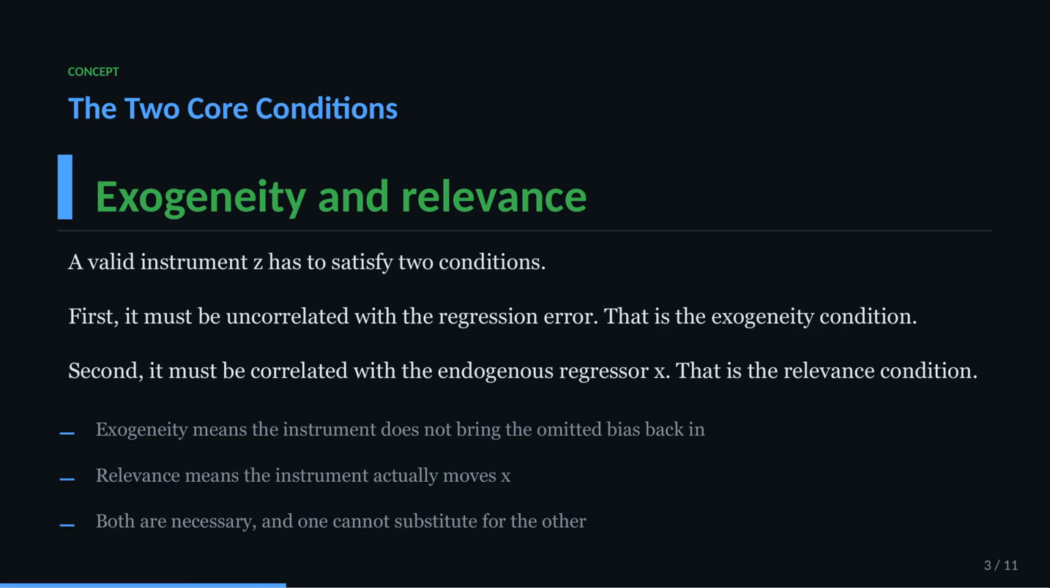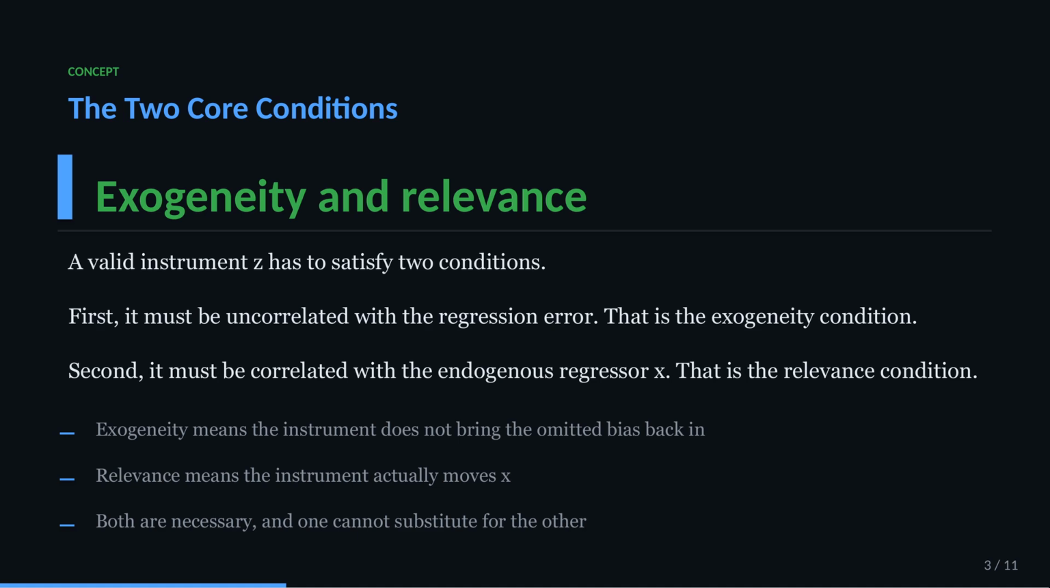An instrument is another variable, usually called Z, that helps isolate the usable part of X. But it only works if two conditions hold. First, exogeneity. Z must be uncorrelated with the structural error term. Second, relevance. Z must be correlated with the endogenous regressor X. If either condition fails, the IV strategy breaks.